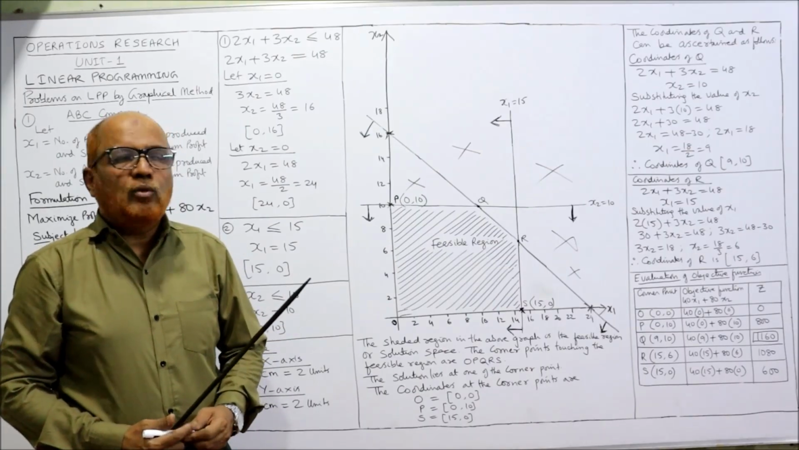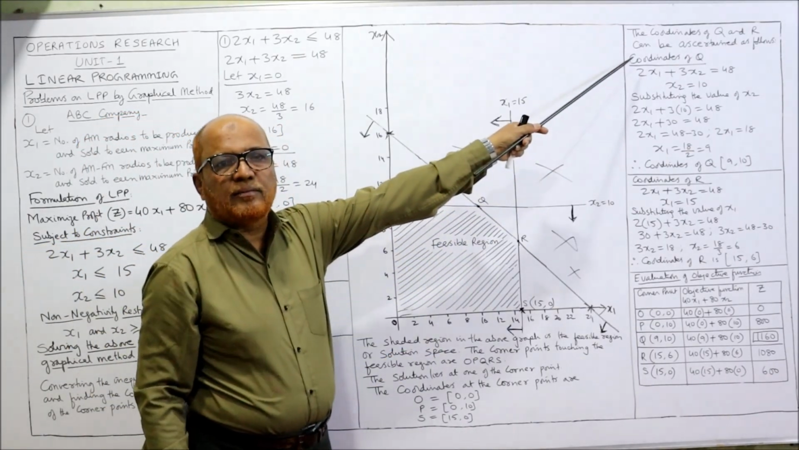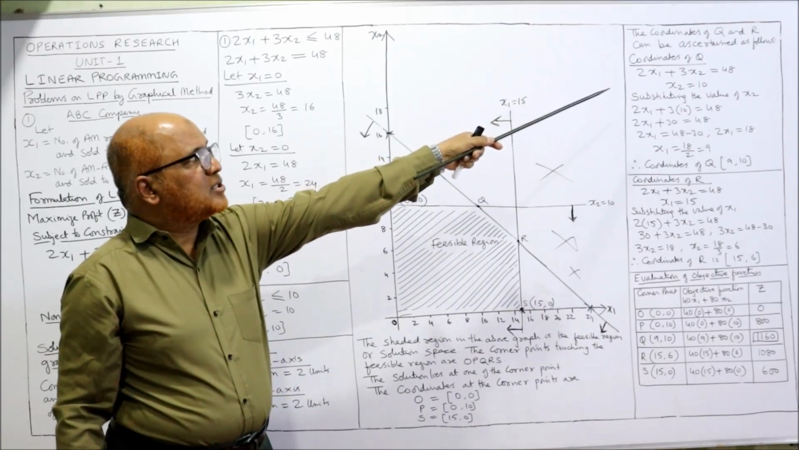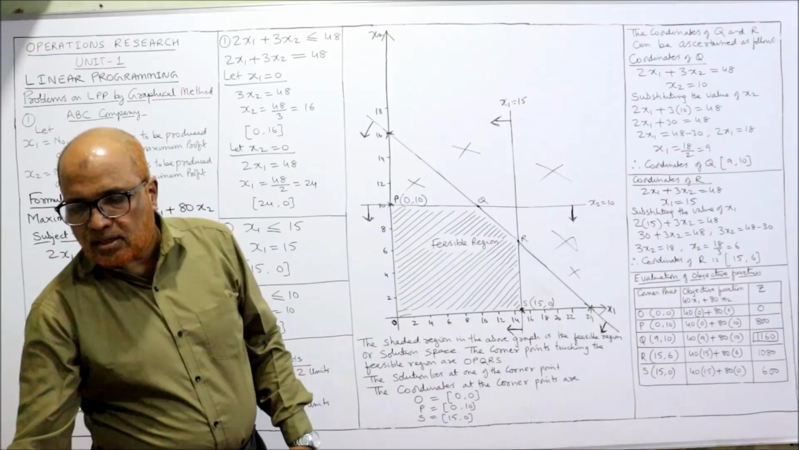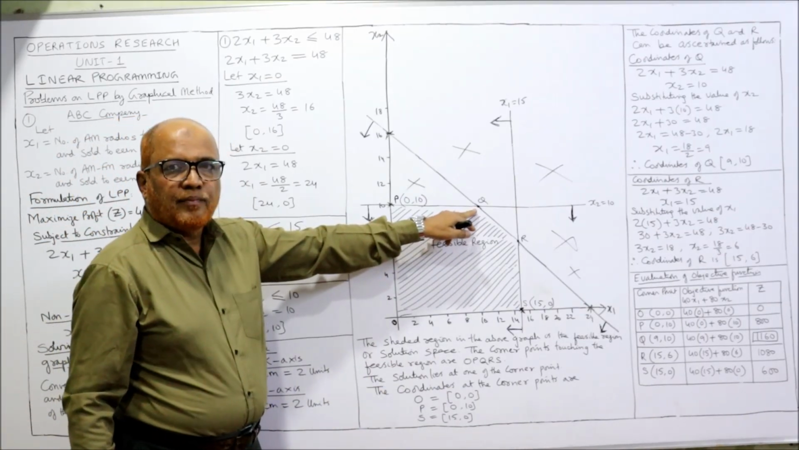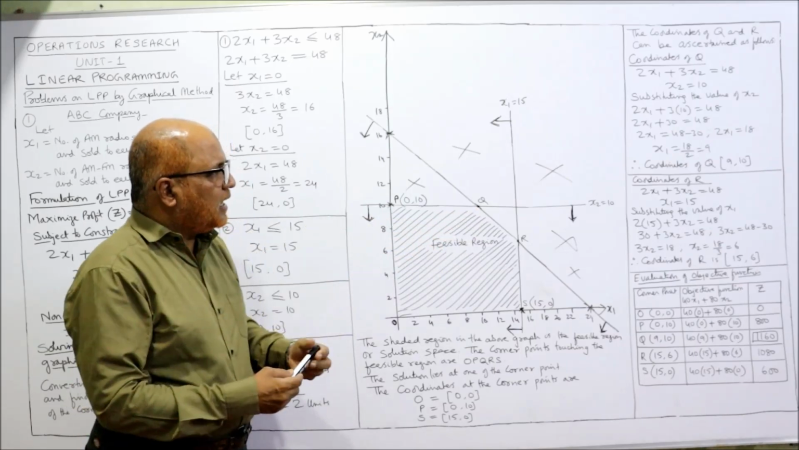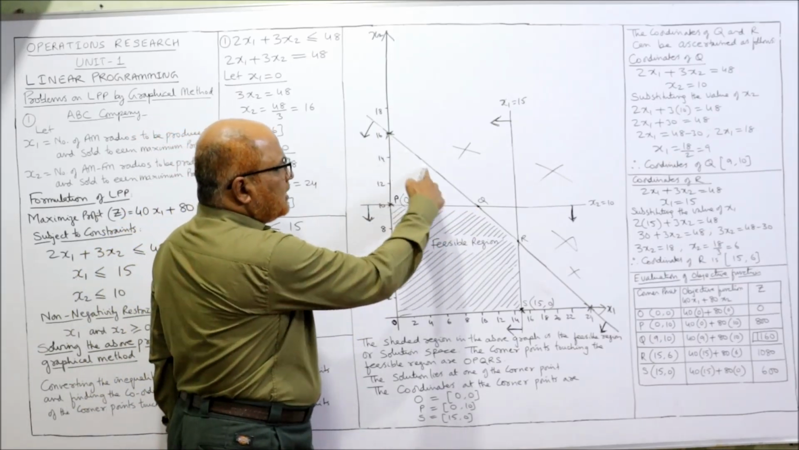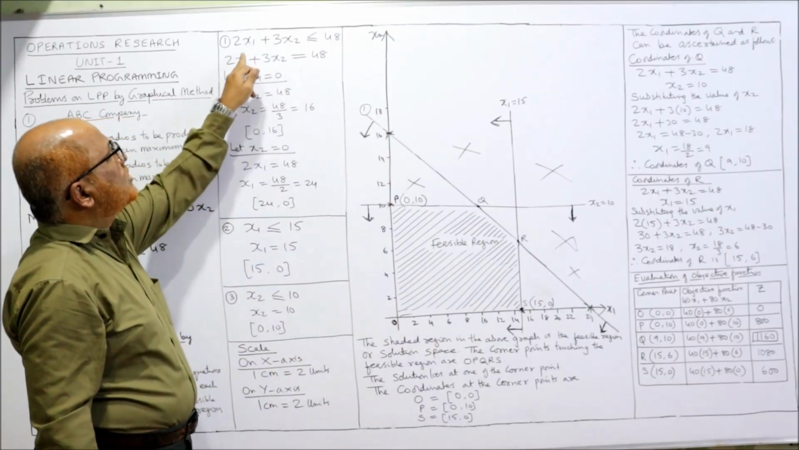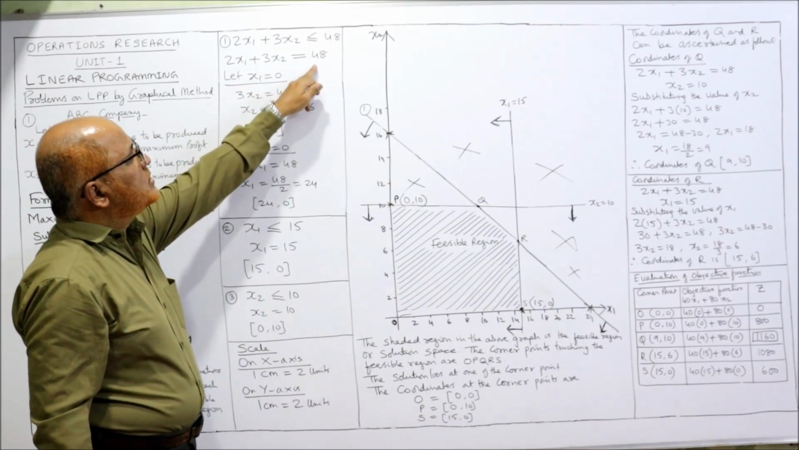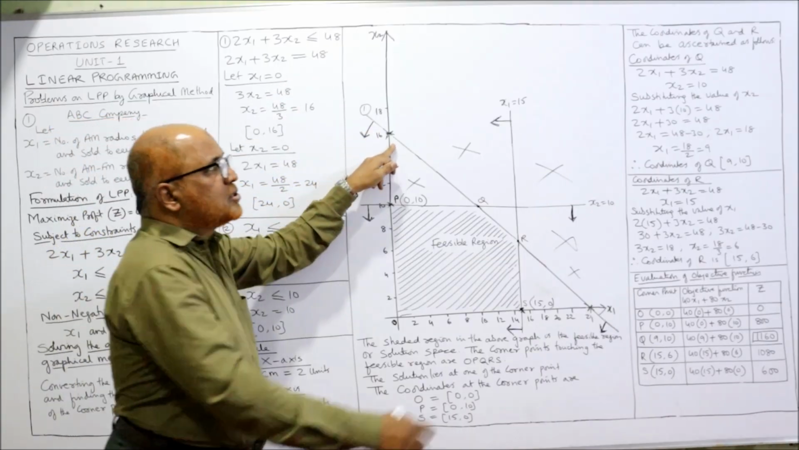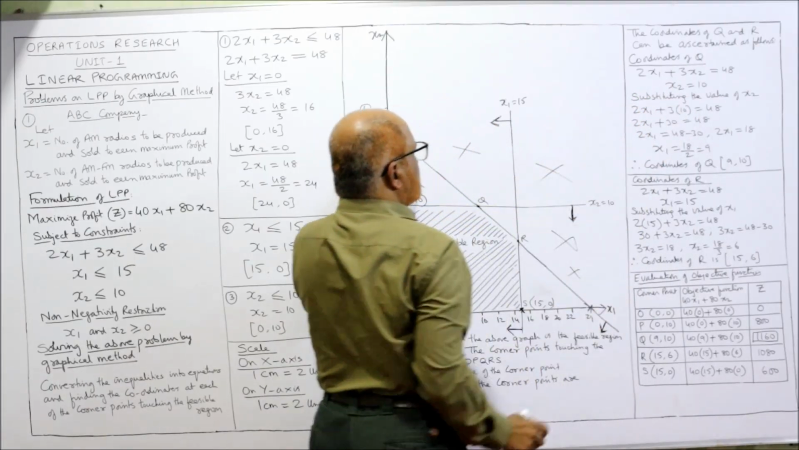The coordinates of Q and R we have to calculate like this. Coordinates of Q: now check which two lines intersect at Q. The first line, the first equation, is 2x1 plus 3x2 is equal to 48. This equation represents this line. So I have taken 2x1 plus 3x2 is equal to 48.